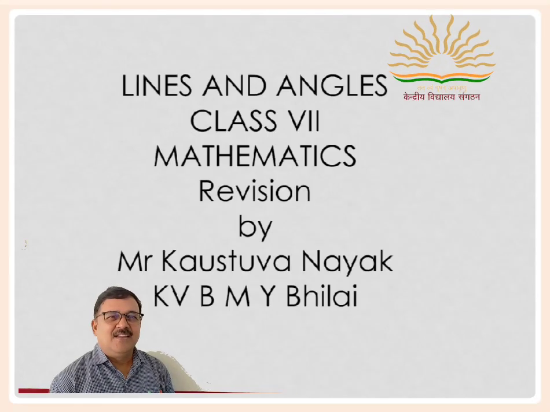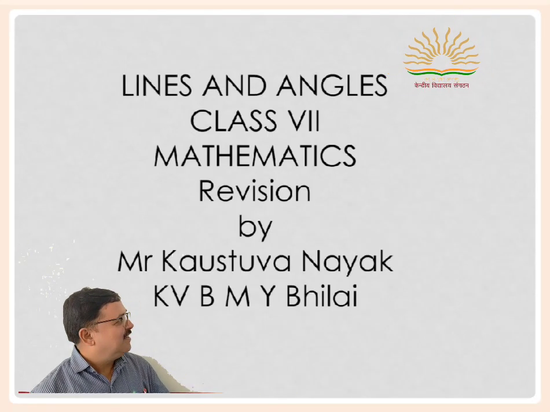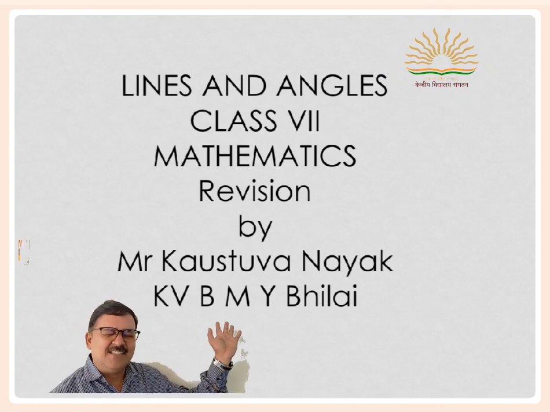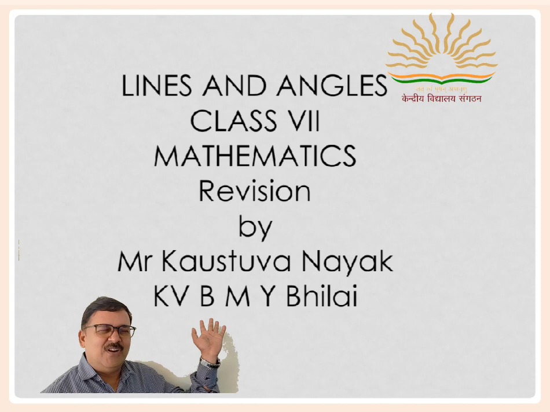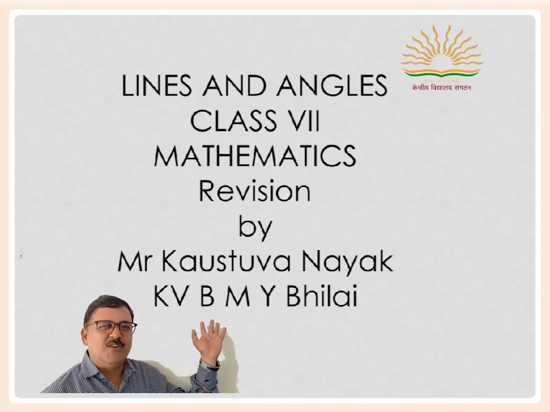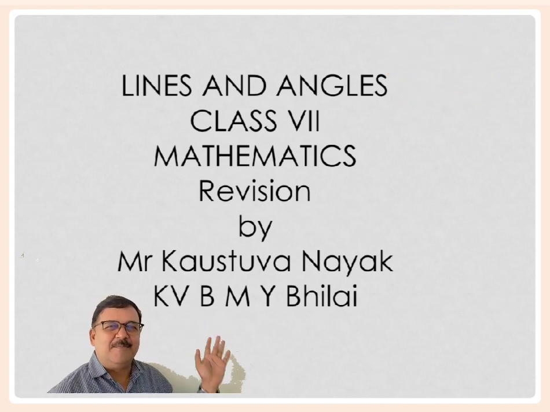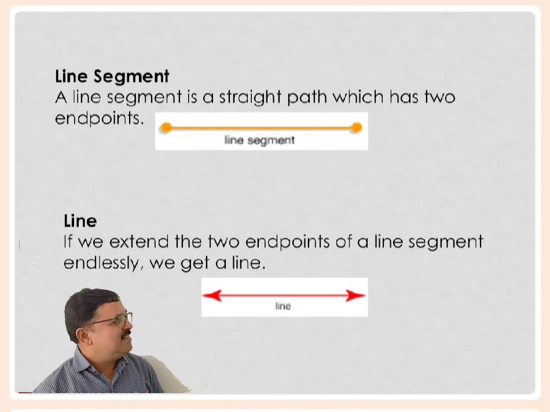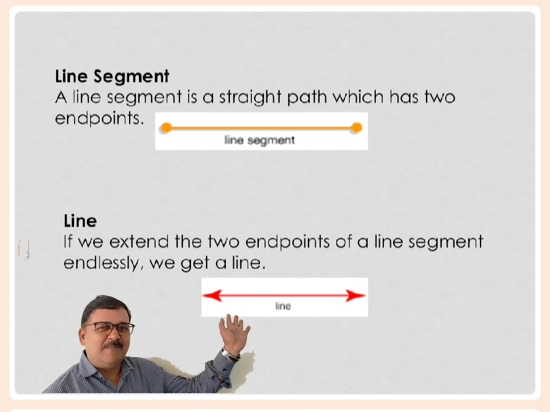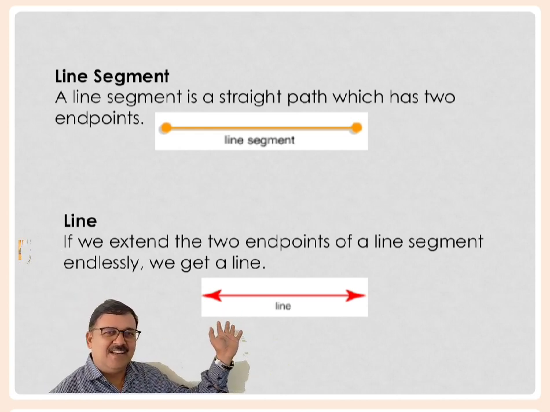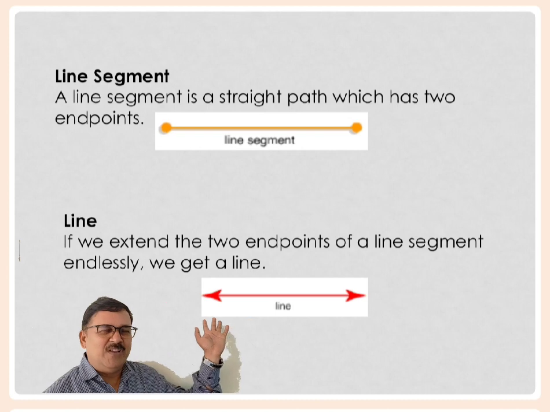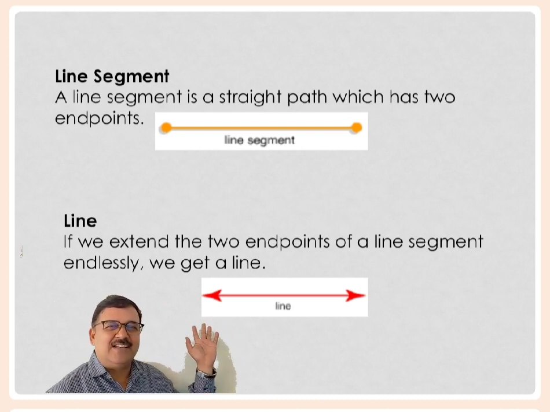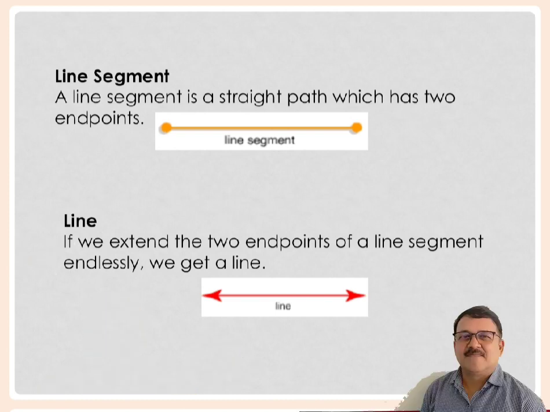Hello students, today we are going to revise the chapter Lines and Angles of class 7 mathematics. First we will revise the basic terminology that we generally associate. Line segment. A line segment is a straight path which has two endpoints. You can see in the figure the two endpoints. Similarly, a line. If we extend the two endpoints of a line segment endlessly, we get a line.